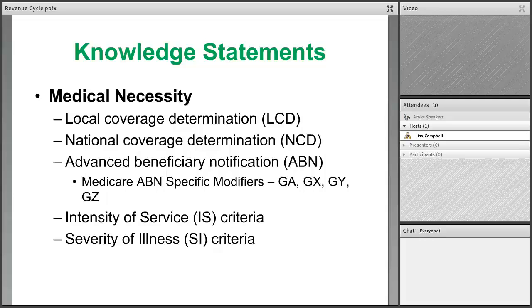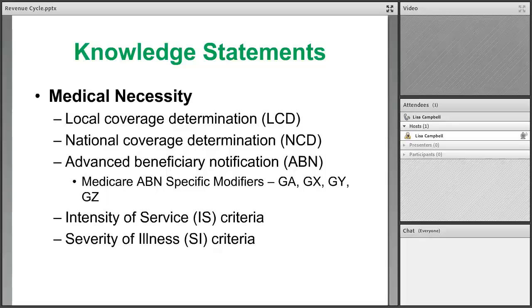Now, one thing that we don't want to do, we don't want to use this document to code from. We have to code based on the documentation. So what I mean by that is we cannot just pick up an LCD and say, okay, in order for this service to be paid, we got to use one of these diagnoses on this list. The patient has to actually have that condition.